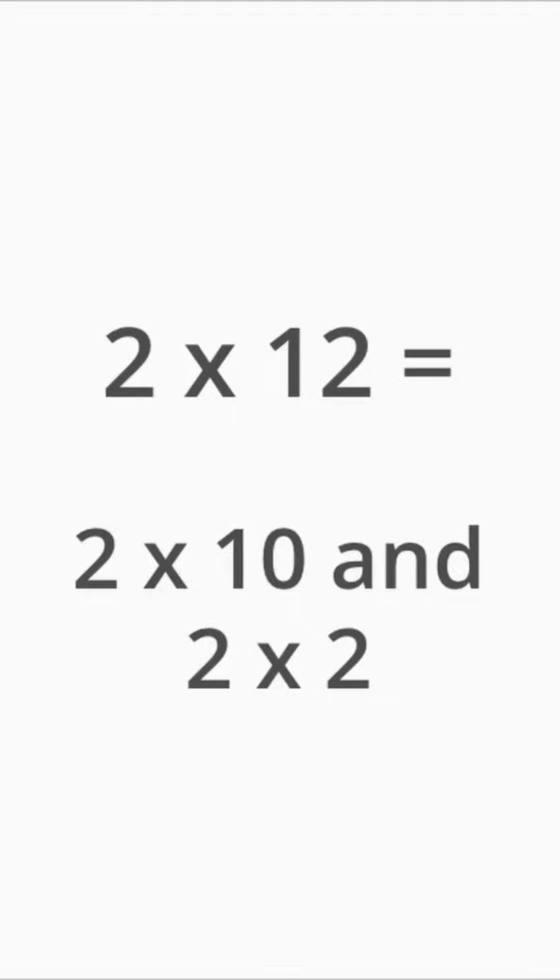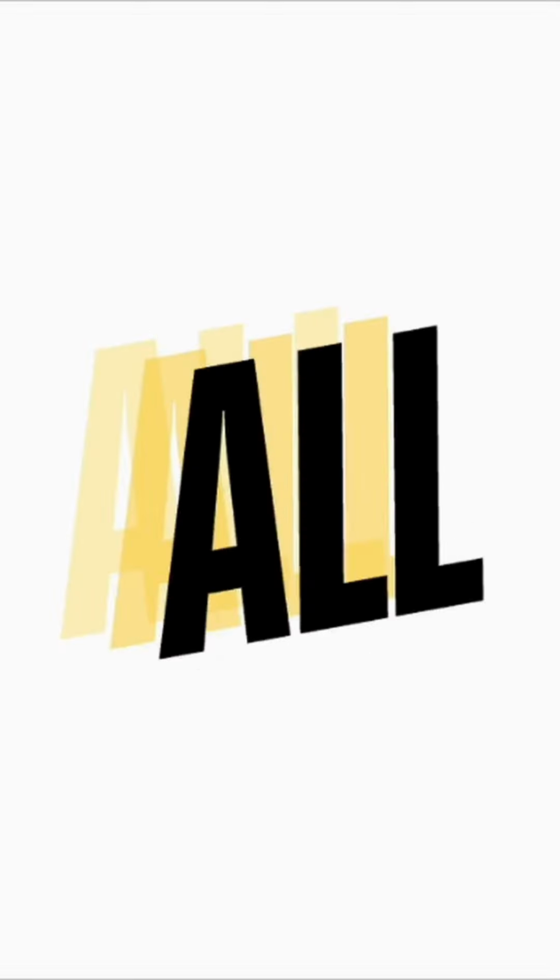You can also do the reverse and replace "lots of" with the times sign. So 2 times 12 is the same as saying 2 times 10 and 2 times 2, instead of saying 2 lots of 10 and 2 lots of 2. Splitting the number up works for all multiplication.